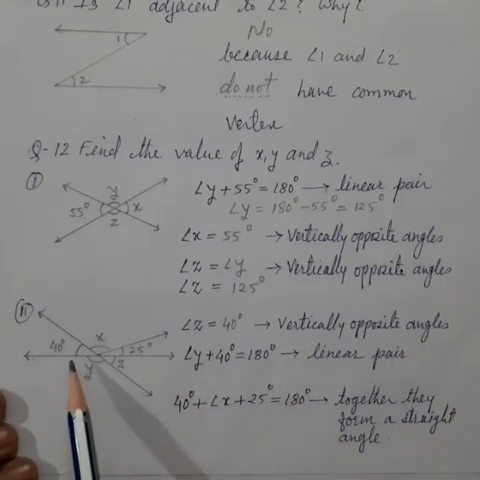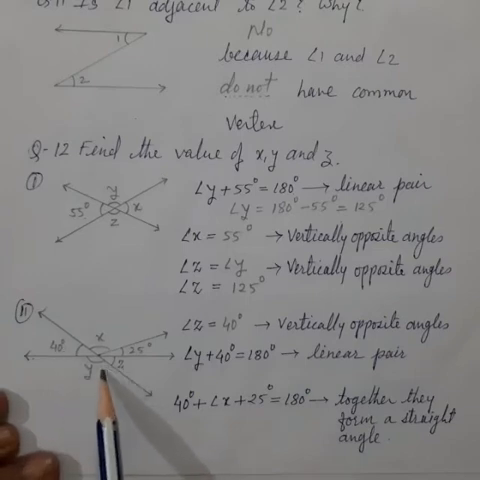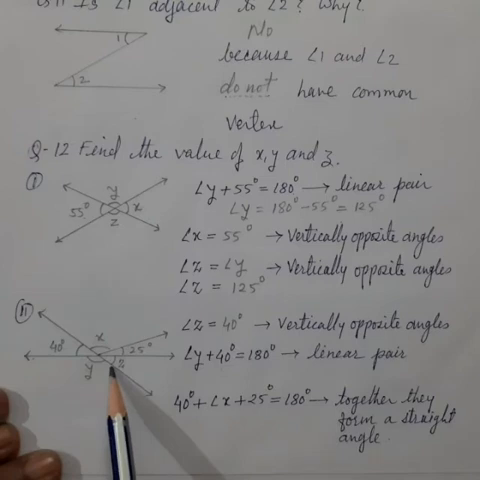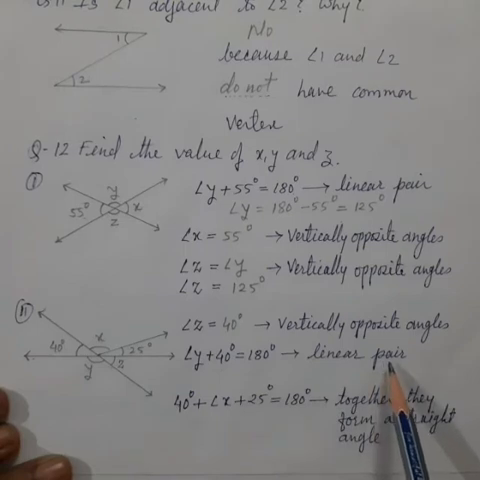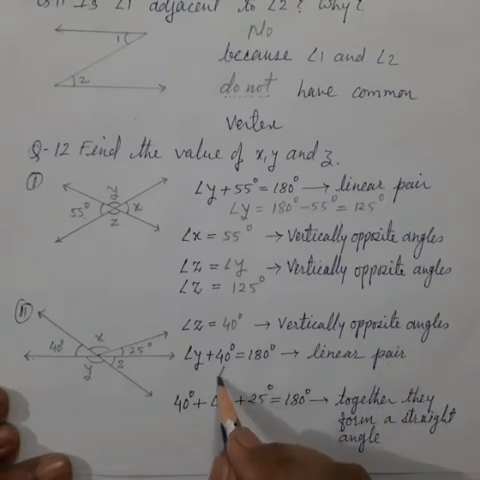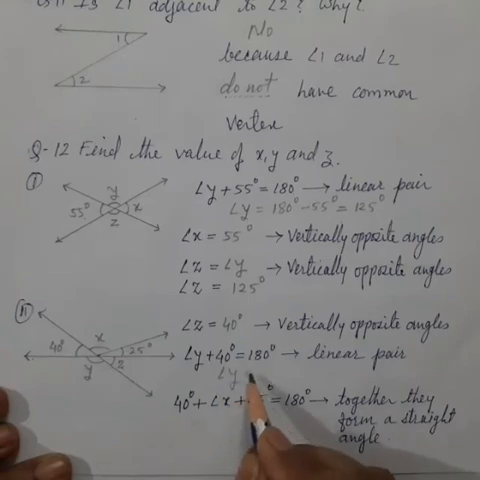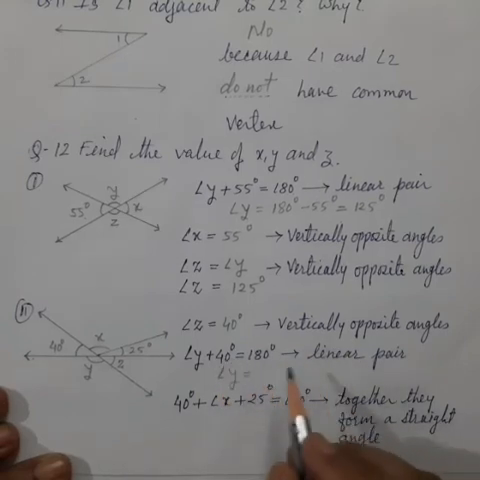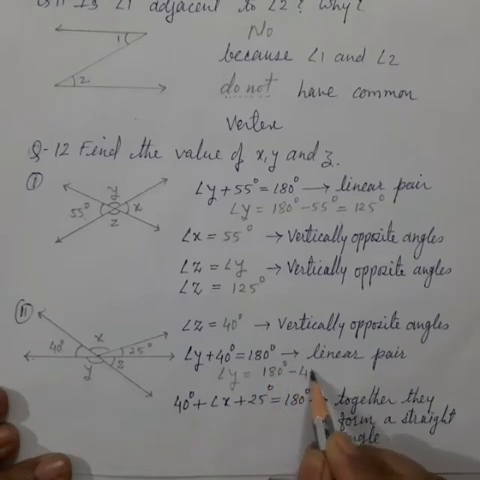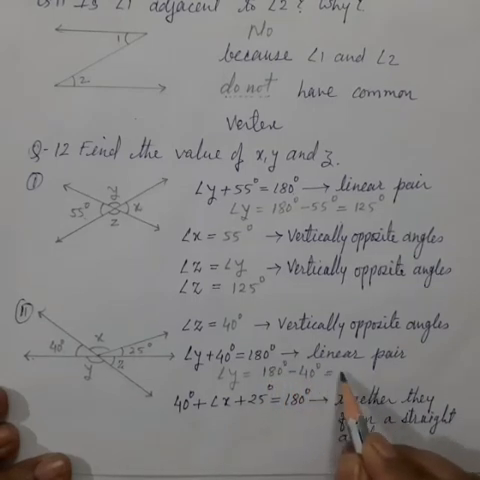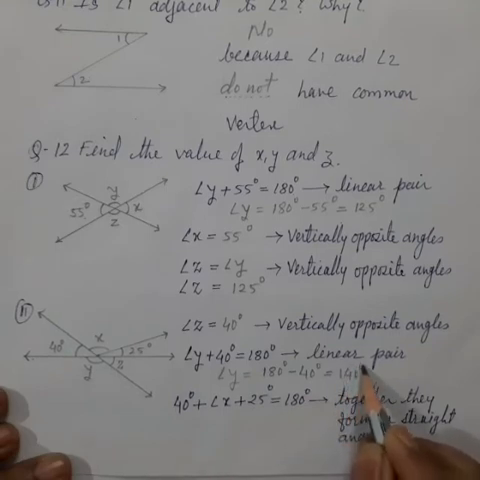Now angle y and angle 40 degrees. They are forming a linear pair, or they are together forming a straight angle. So the sum of these two is 180 degrees. Give the reason: forming a linear pair. Now find out the value of angle y. We don't want this 40 degrees, take it to the right hand side. 180 degrees minus 40 degrees, we'll get 140 degrees.